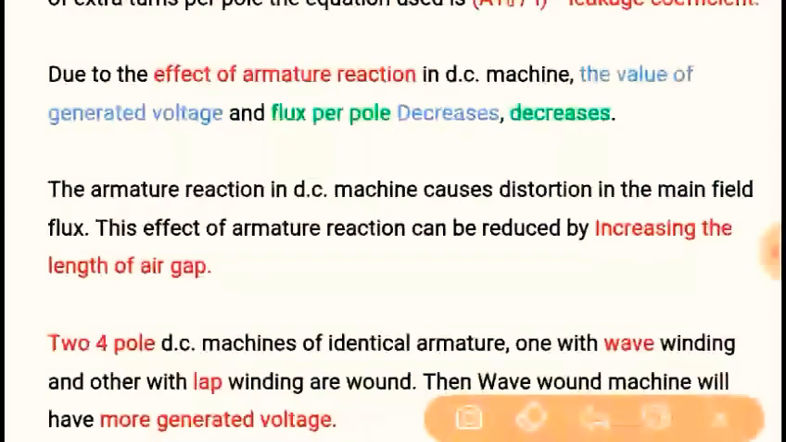Due to the effect of armature reaction in a DC machine, the generated voltage decreases and the flux per pole decreases. Both decrease due to the effect of armature reaction. The armature reaction in a DC machine causes distortion in the main field flux. This effect of armature reaction can be reduced by increasing the length of the air gap. If you increase the air gap, definitely the effect of armature reaction will be reduced.